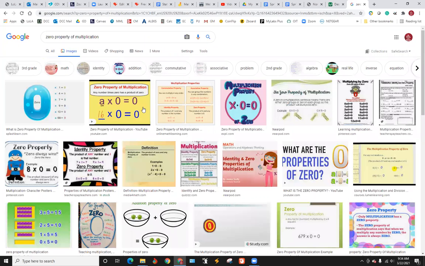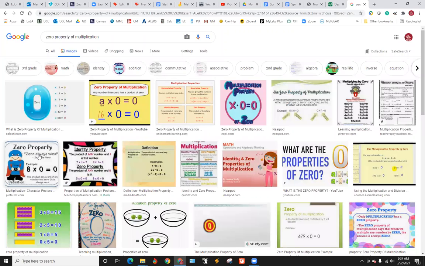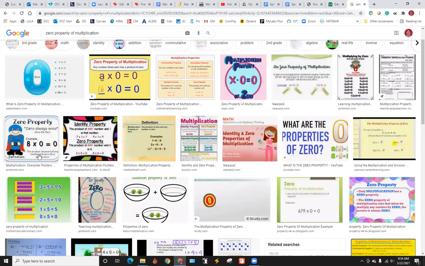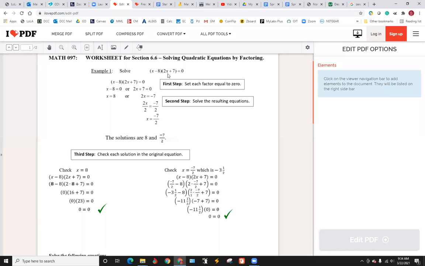I've heard it called the zero property of equality, but essentially what it means is that if we have two things that are multiplying one another, one or the other has to be zero, because if two things multiply out to be zero, one of them's got to be zero if they're set equal to zero. And you'll notice that that's what we have here. We have x minus 8 times 2x plus 7 is equal to 0.